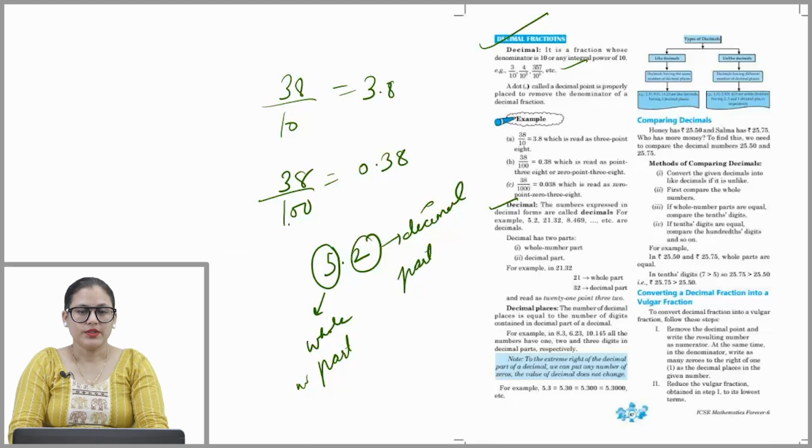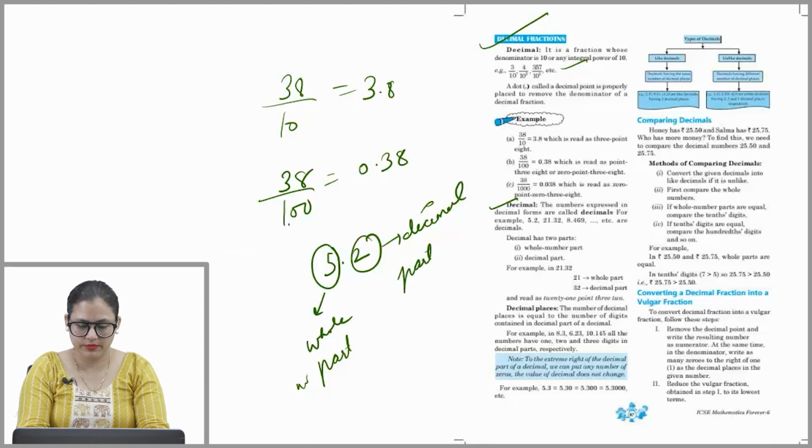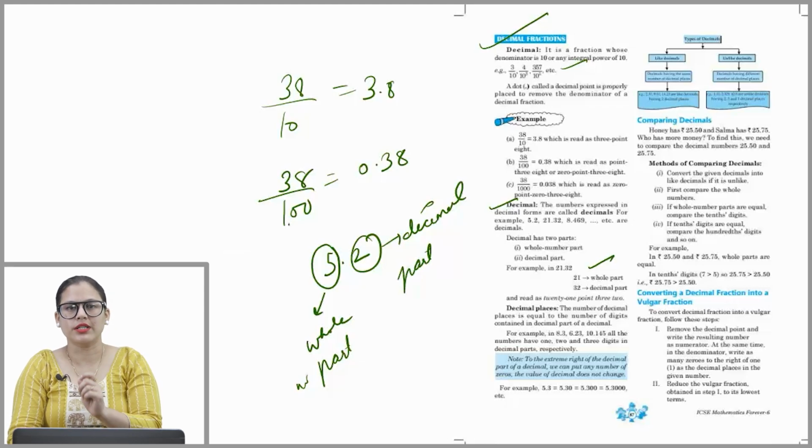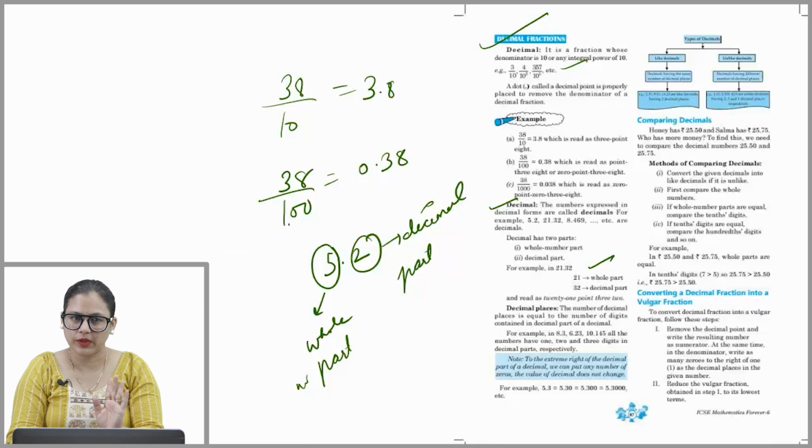Okay. So, for example, 21.32, 21 is the whole part and 32 is the decimal part, okay. And it is read as 21.32, not 32, right? Because after the decimal, we read the digits 1 by 1, okay.